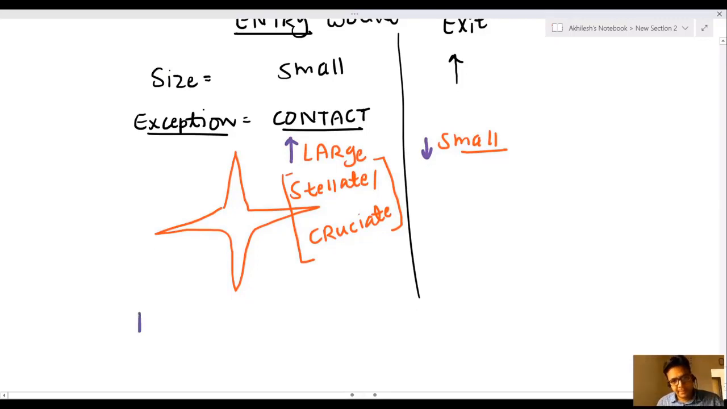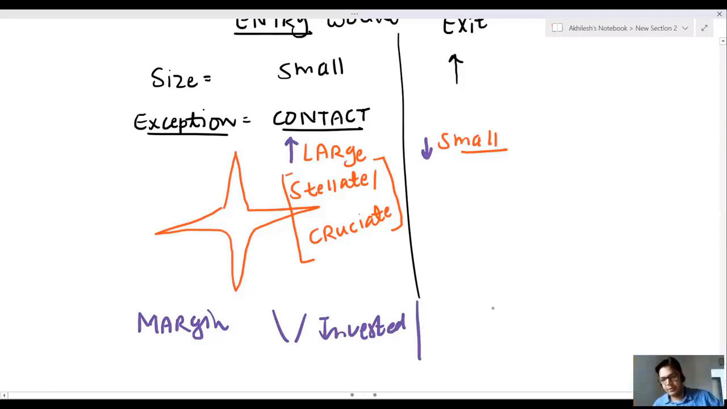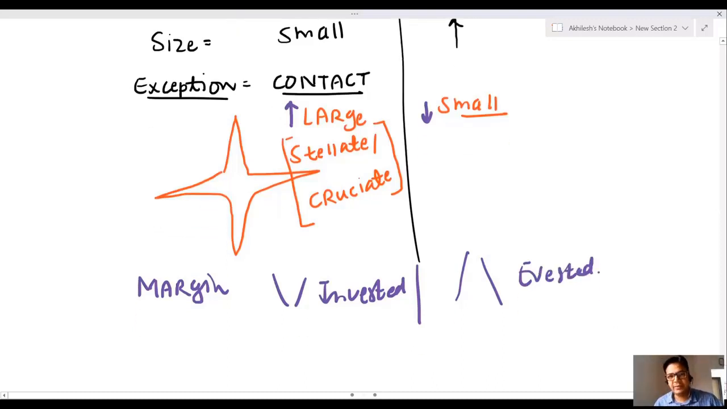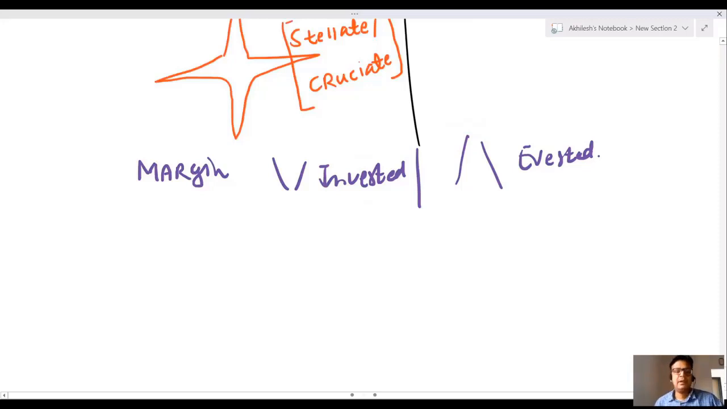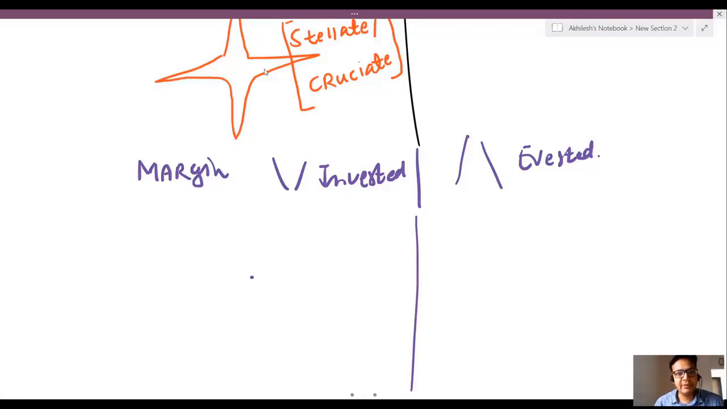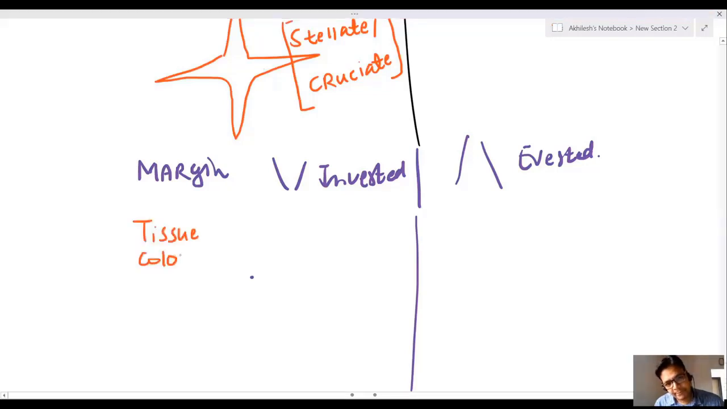Now, sir, margins. Margins are inverted in entry, everted in exit. Inverted means like this. Now, sir, another important point: tissue color. What is the tissue color in entry wound?